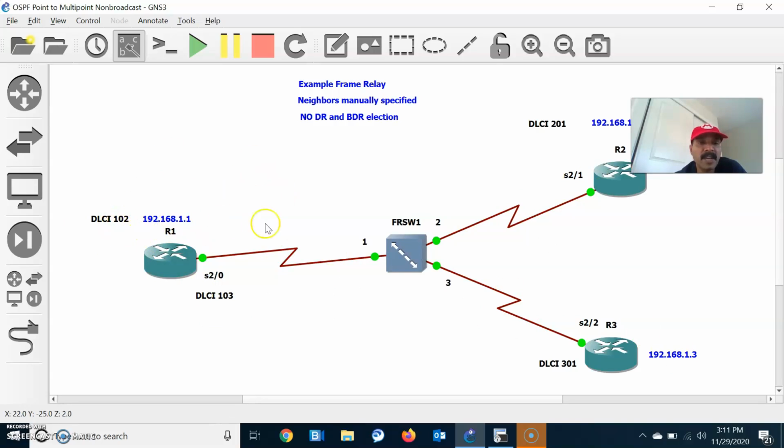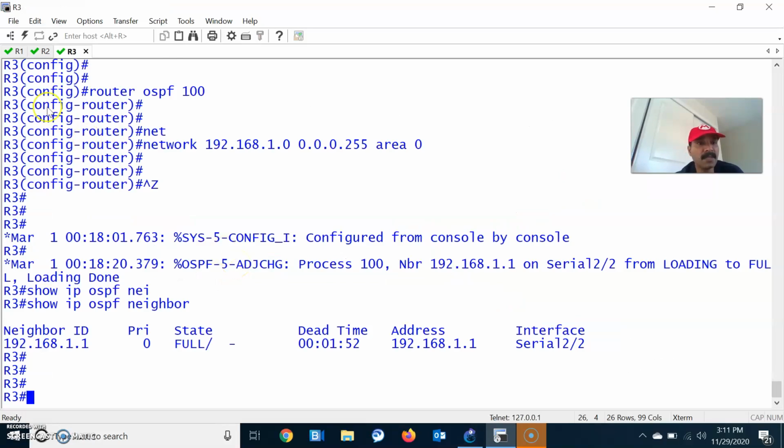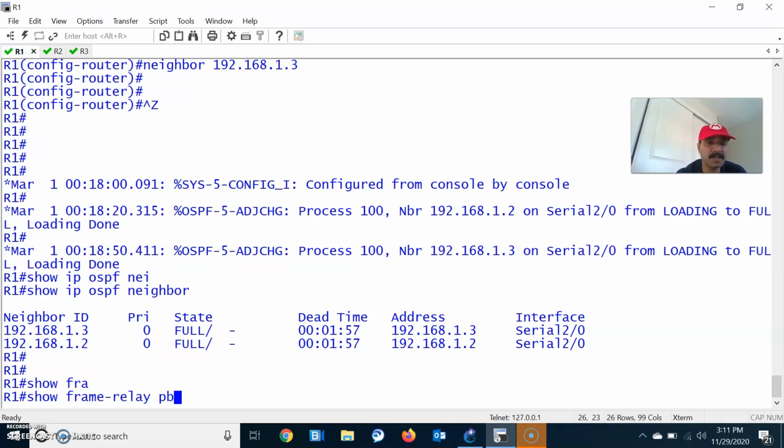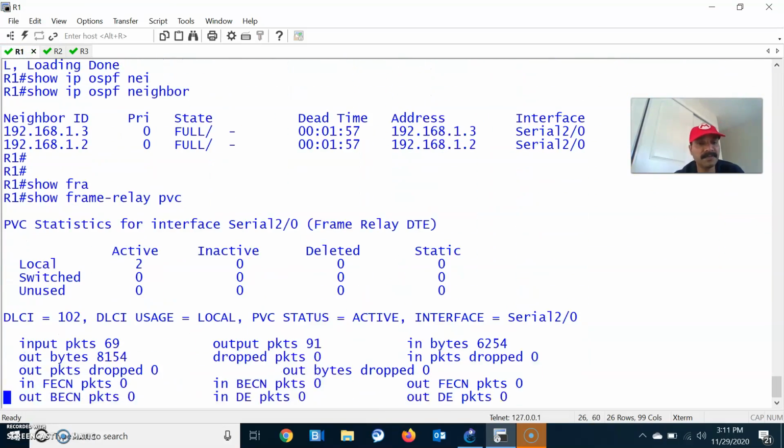And for DLCI to IP mapping, we have enabled inverse ARP, frame relay inverse ARP. So that is used to map DLCI to the IP address. So this is how the frame relay network over a point to multipoint non-broadcast will work, right? So now let us check the PVC status. Show frame relay PVC will show the PVC status.